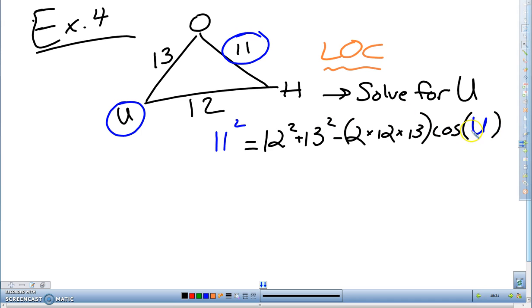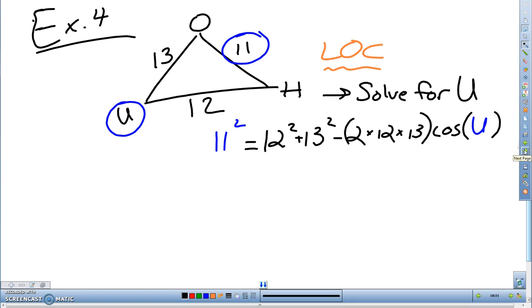And so that means the number that goes over here is the side opposite of U. I just want to be clear about how we plug things in. I plugged in the opposite side of the angle I'm looking for. Then I filled in my other two known sides as my b and my c. Then minus 2 times b times c. That's how we set it up. From here, it's just keeping our order of operations straight.